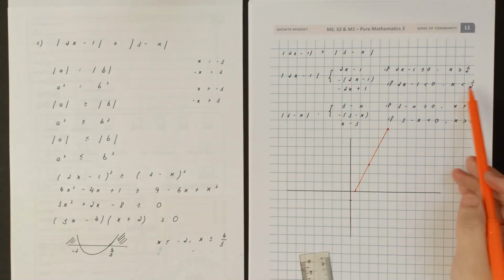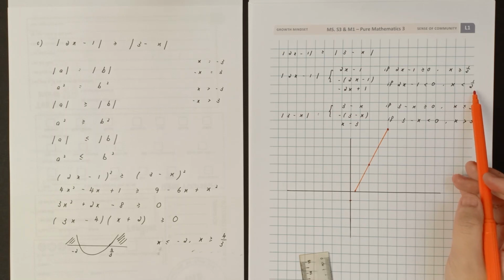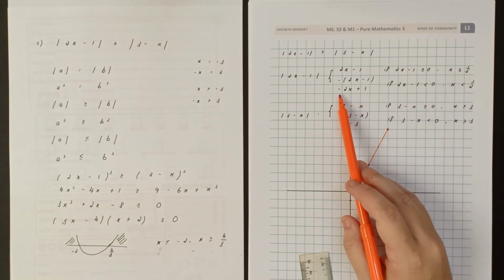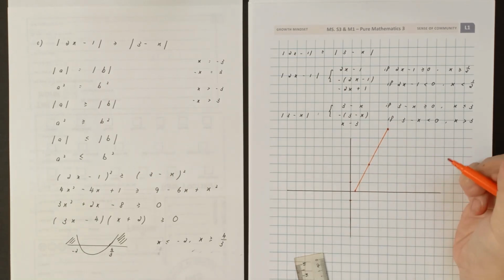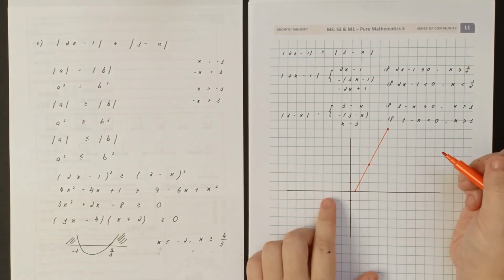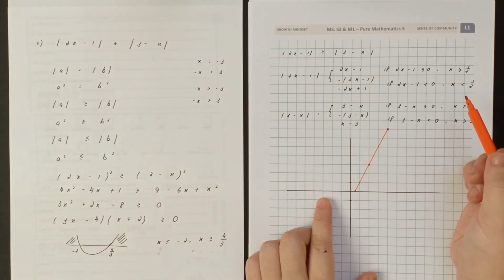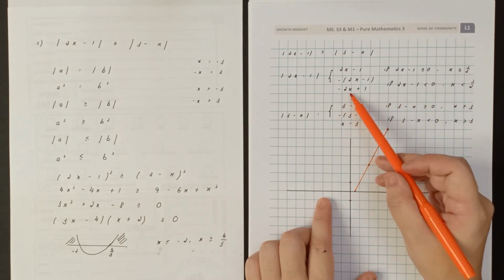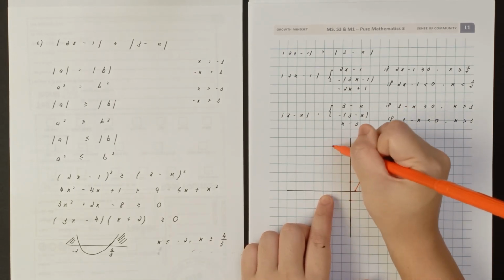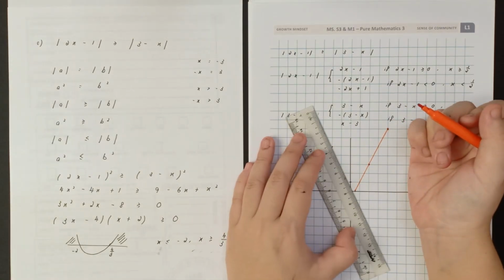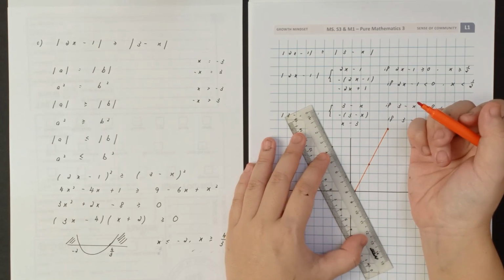How about when x is less than 1 over 2? Then I need to draw the line negative 2x plus 1, so it will pass through 1 here. Let's try the other line so it will be much better for us. If I substitute negative 2, then I will get 5. 1, 2, 3, 4, 5, so maybe somewhere here. So this will be our reflection.